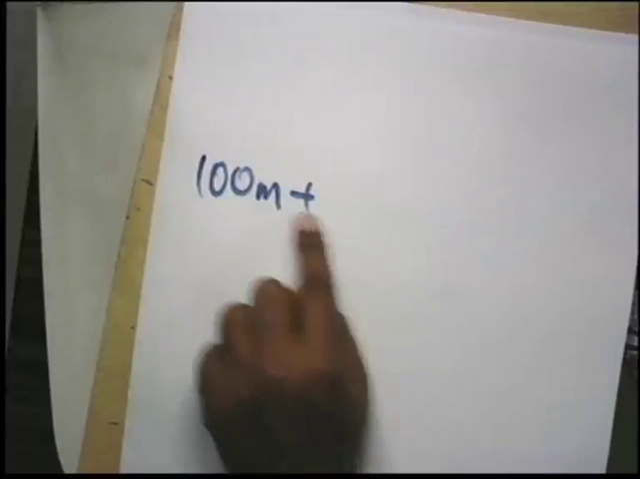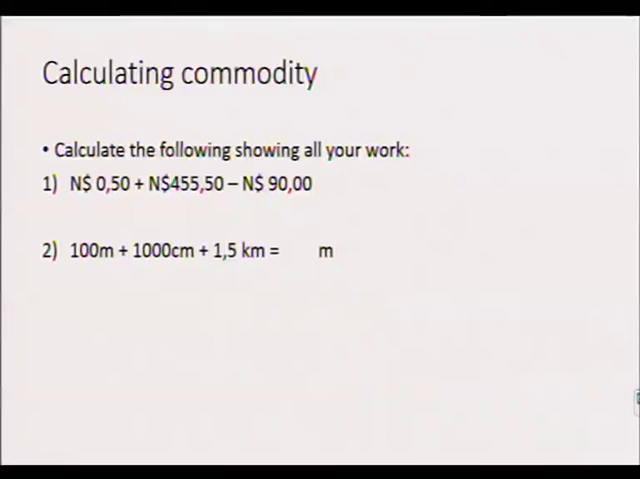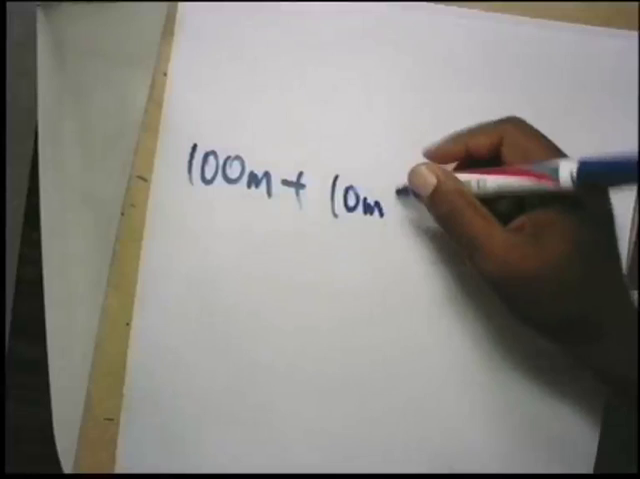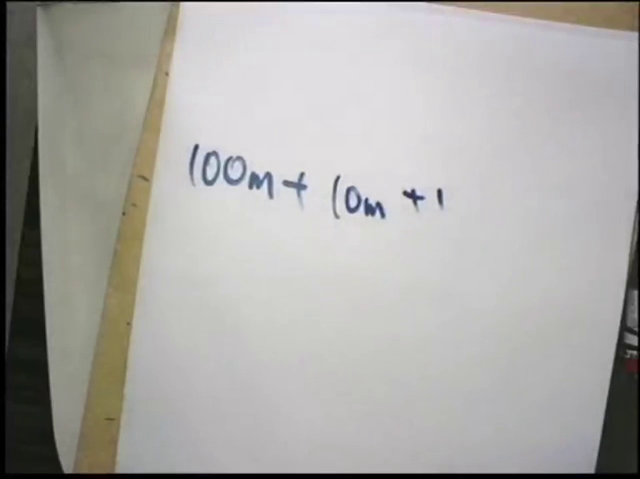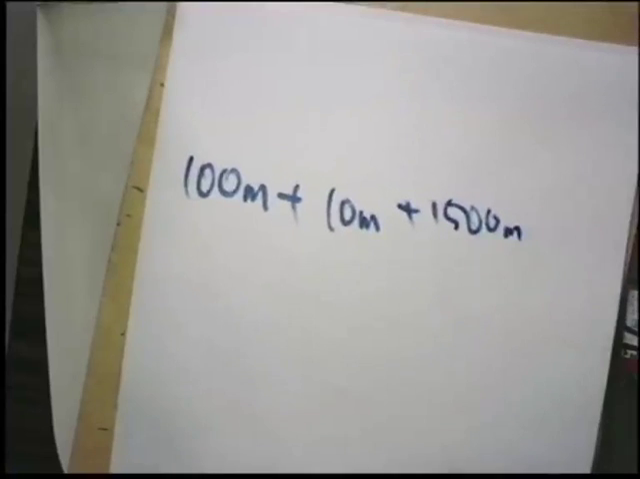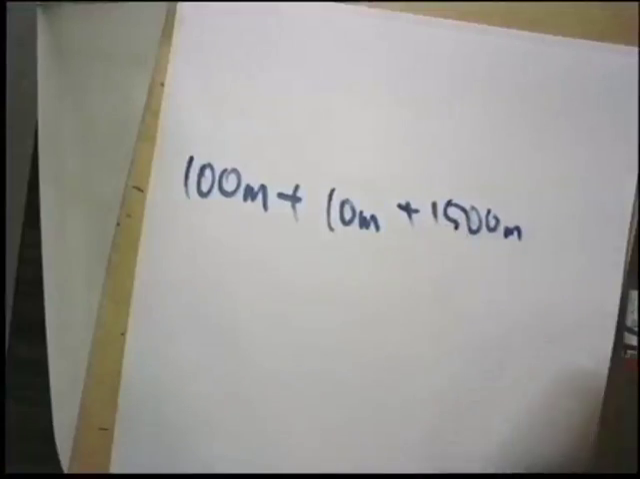So for 1,000, you divide it by 100. That means it gives you 10 meters. And plus your kilometers is now 1.5 kilometers. You also have to convert your kilometers to meters, so that you can have everything in meters. So once you have everything in meters, then you can add 100 meters plus 10 meters plus 1,500 meters. It gives you the final answer, because your answer must be in meters.